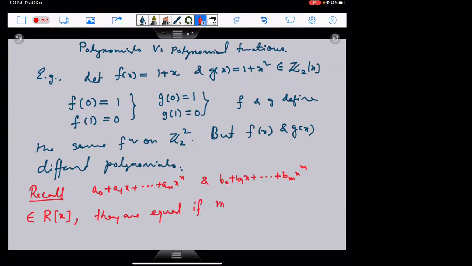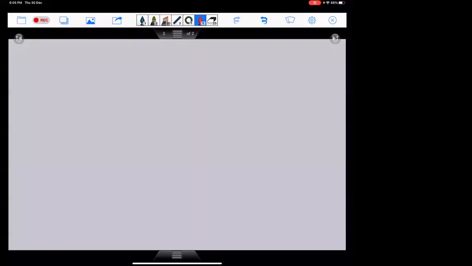Would anybody like to suggest from the students? m equal to n, and ai should be equal to bi for all i. That's right. So this is by definition of the ring R[x]: two elements are identical if this holds. Otherwise, they are different polynomials.